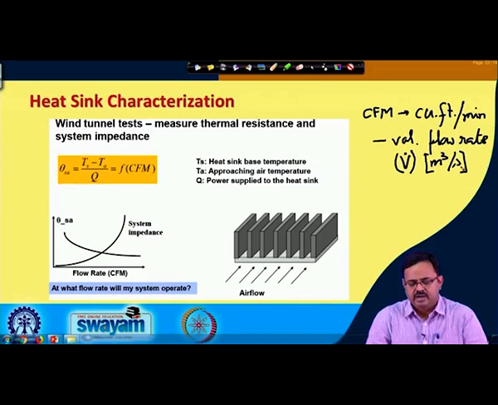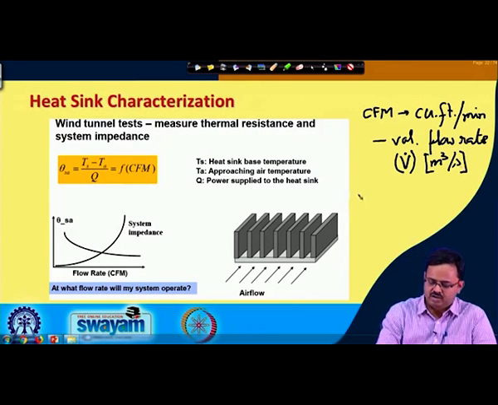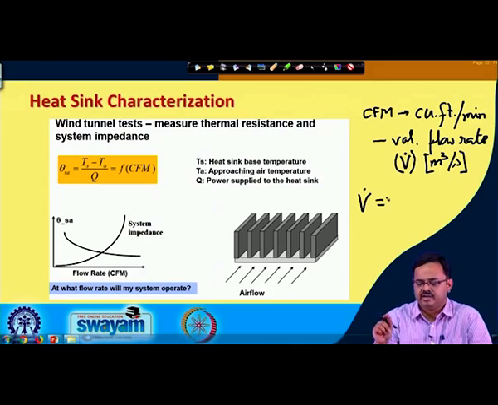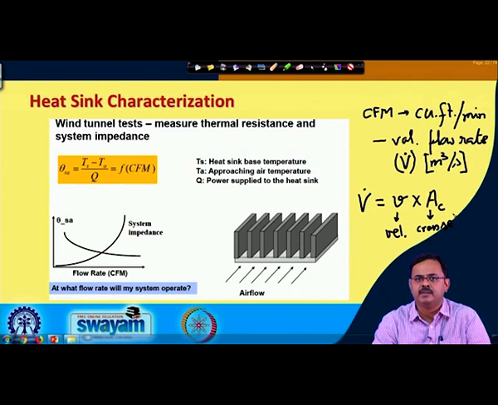Now, think about it. If it is flow through a passage, flow through a channel of whatever cross section, what is V dot going to be? See, V dot is going to be the velocity of the air, small v, which I am writing as velocity, times the area of the cross section.